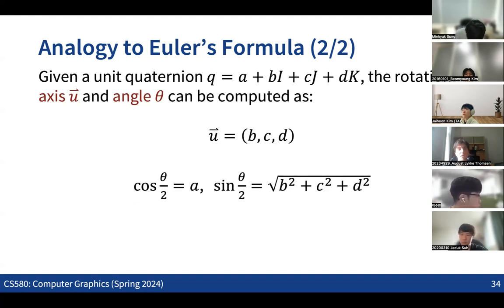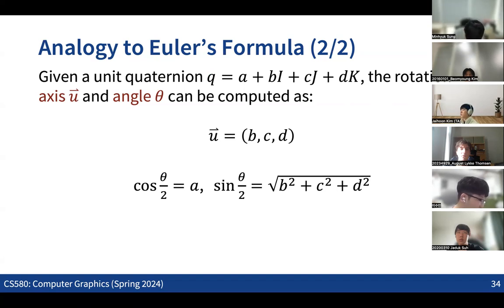So that's the analogy with the 2D case. But the thing is that we are not having theta, but half of theta here as well. And also the coefficients of the 3D imaginary numbers represent the axis of the 3D rotation. So that's the analogy between the 2D and the 3D case. Interesting.